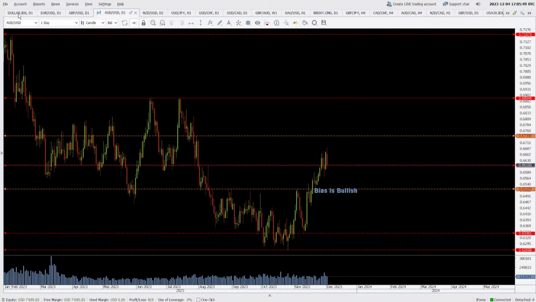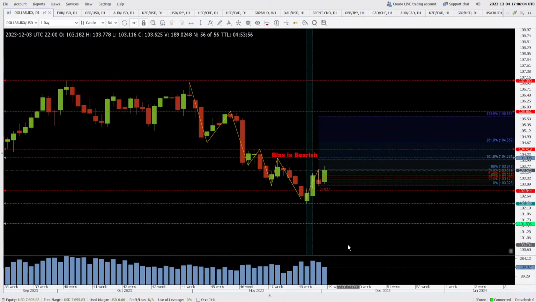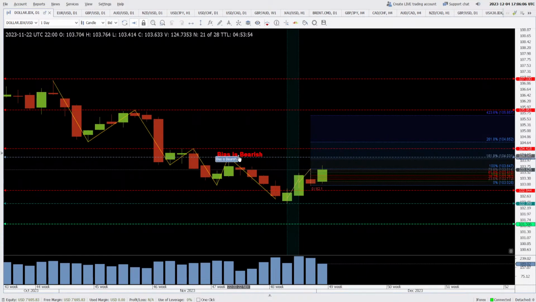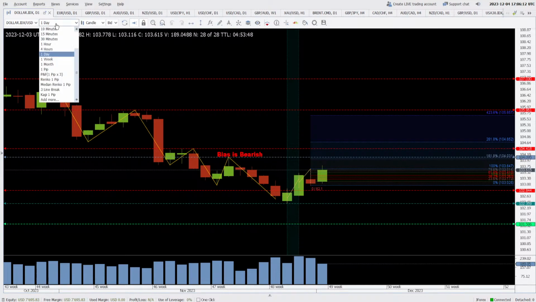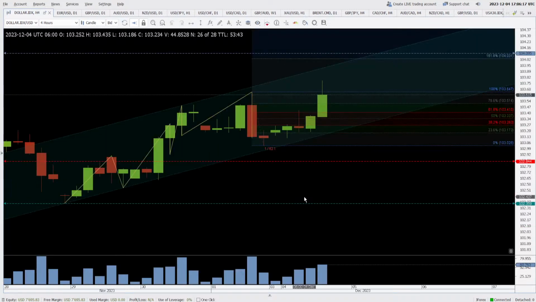So, like always, the first things first. Right now on your screen is the US dollar index. This is the daily chart of the US dollar. As you can see, I have written here, the bias is bearish. The bias is bearish below 104.09, and this is what we were expecting.